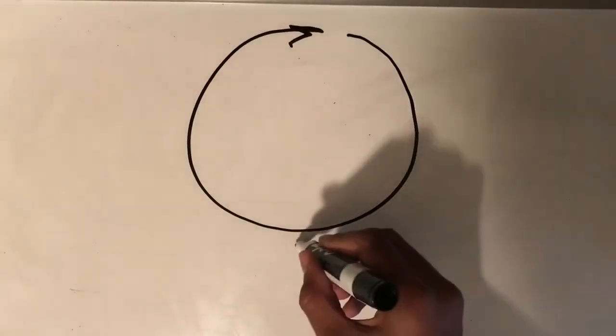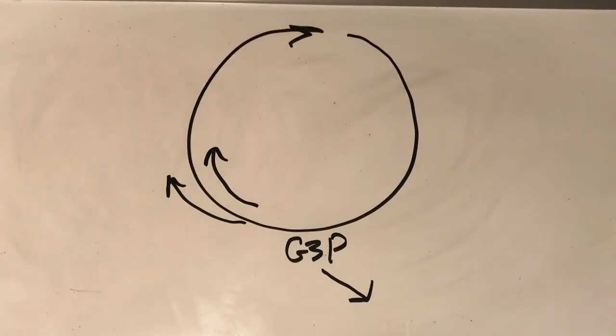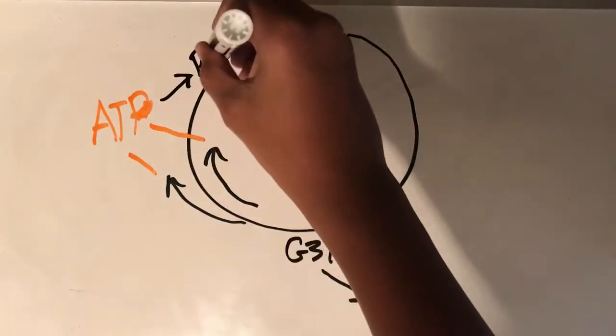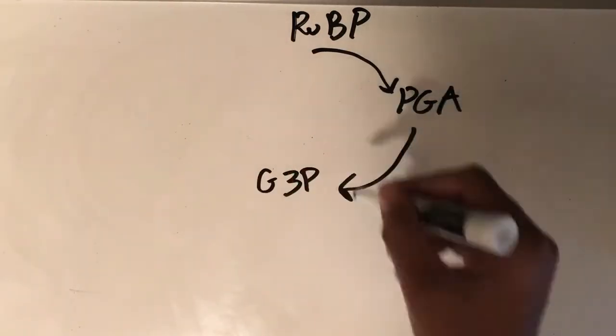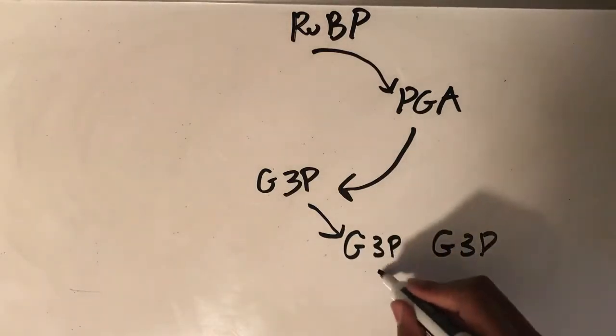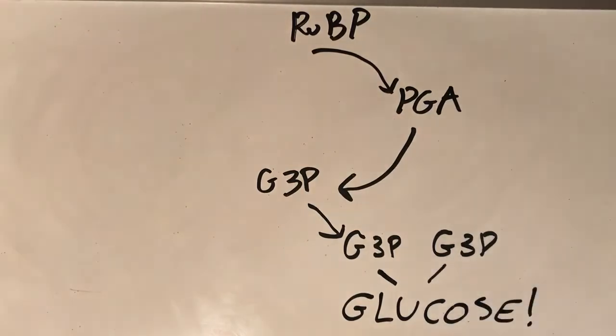One G3P is released from the cycle and the rest of the G3P is rearranged with the help of ATP to form more RUBP. This RUBP is reused in the cycle and another G3P molecule is released. The 2 G3P molecules that were released are rearranged to form glucose.